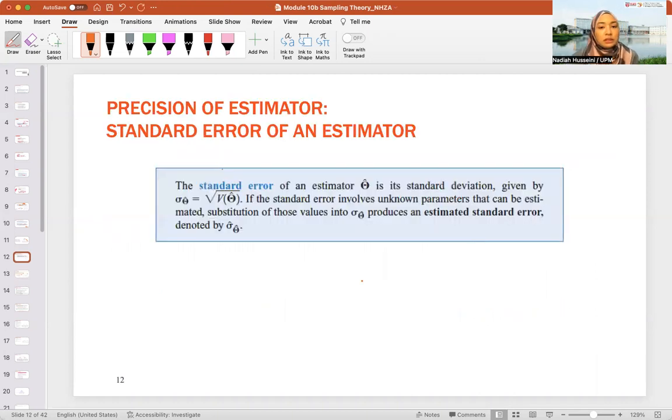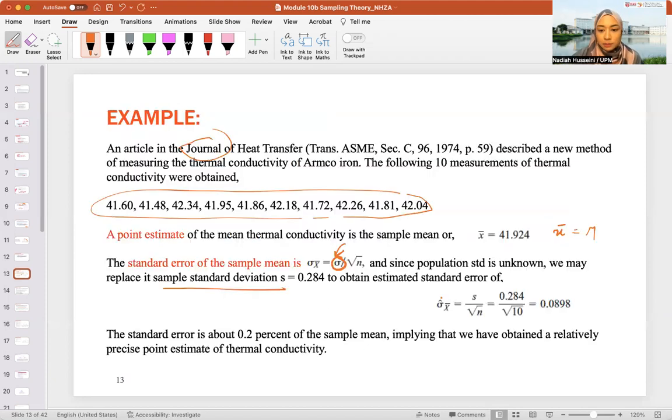And this was based on the definition, whereby if the standard error involves unknown parameters, which is what we saw just now, that can be estimated, substitution of those values into the standard deviation produces an estimated standard error. So you can actually put in the value of your sample parameter instead to get the standard error. Doesn't really make sense, but this is how they verified it and it works. So we follow that. They are the experts.